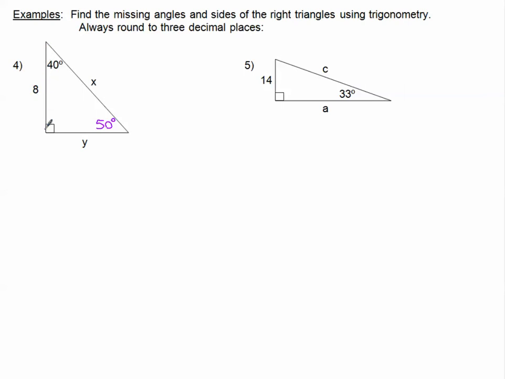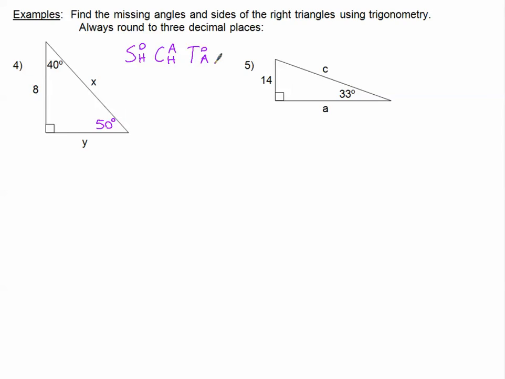It is 8. So I cannot use Pythagorean theorem because I need 2 of the sides to be able to find the third using Pythagorean theorem. So really all that I have now is SOH CAH TOA. I like to write that down whenever I'm using it.